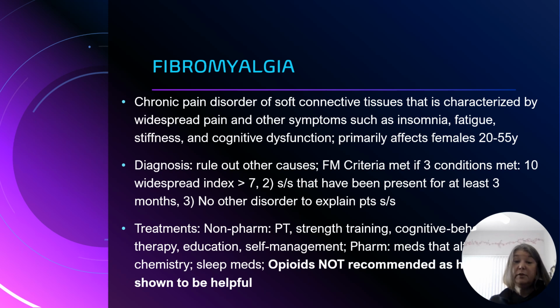All right. Physical exam of the patient is essentially normal with no evidence of joint or muscle inflammation. According to the 2012 criteria, a patient satisfies fibromyalgia criteria if the following 3 conditions are met. So you only have to meet these 3 conditions to be diagnosed with fibromyalgia. So widespread pain index greater than 7, symptoms that have been present for at least 3 months, and there is no other disorder that would explain the patient's symptoms.